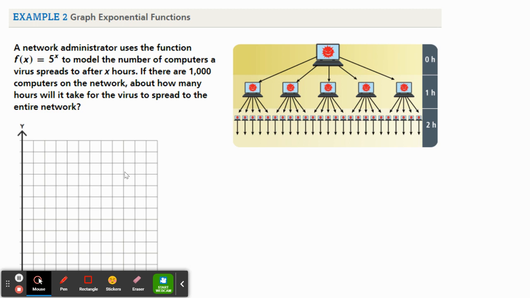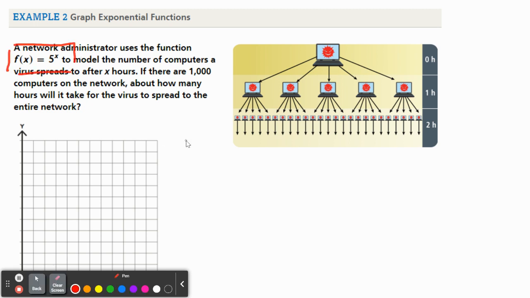It says a network administrator uses the function f of x equals 5 to the x to model the number of computers a virus spreads to after x hours. If there are 1,000 computers on the network, about how many hours will it take for the virus to spread to the entire network? So here is our function, right?